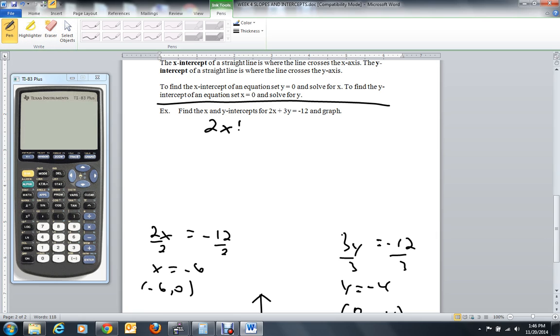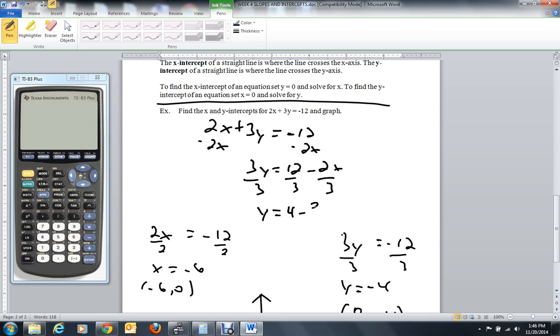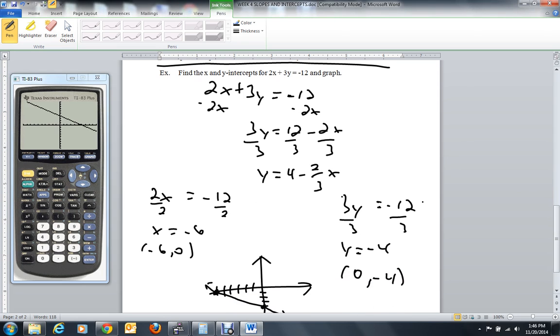So, watch this. Once again, like I did in the previous problem in this video, I'm going to solve for y. I'm going to subtract 2x. I'm not going to worry about how it's written. I'm going to divide by 3. We get y equals 4 minus 2/3 x. Turn on the calculator. Go to y equals, clear out anything you may have in there. Type in 4 minus 2 divided by 3. Don't forget your x. Graph it. We're looking for negative 6, 0, and 0, negative 4.